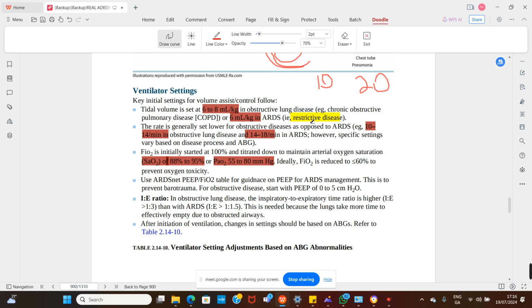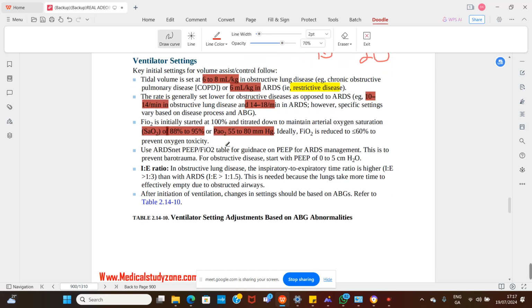You can use 8. But for restrictive, you must drop the tidal volume to 6 and increase the rate. So if you want to remember it, restrictive R: increase respiratory rate, drop tidal volume. Obstructive, from the analogy: reduce respiratory rate, increase tidal volume. So the rate is set lower, just like what we have said. The rate is set lower for obstructive lung disease as opposed to ARDS, e.g., 10 to 14 in obstructive. You have to use a low rate. Why use 14 to 18 in ARDS?